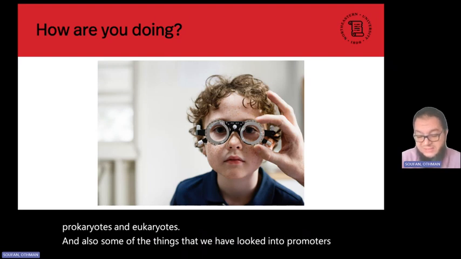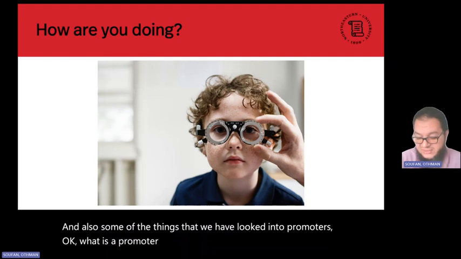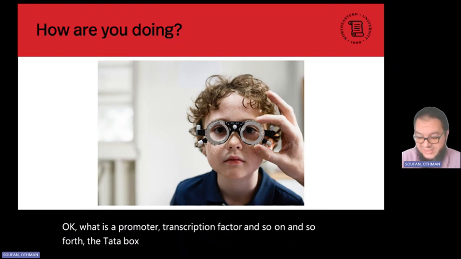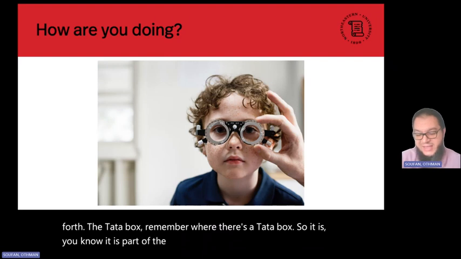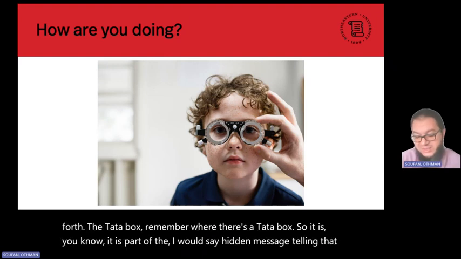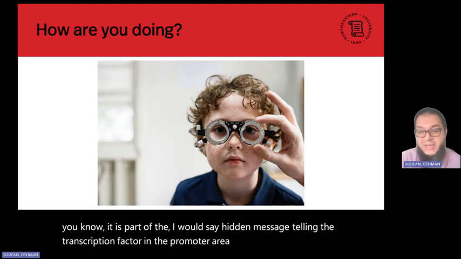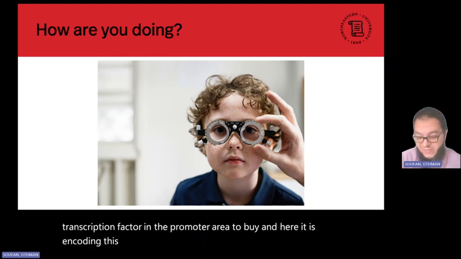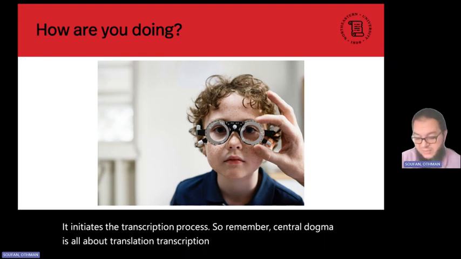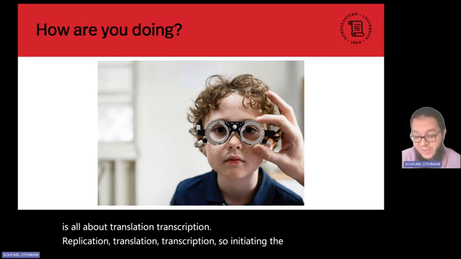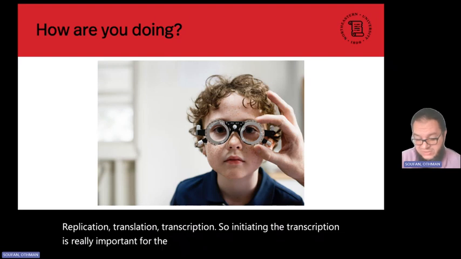Promoters, okay, what is a promoter? Transcription factor, and so on and so forth. The TATA box, remember what is a TATA box? It is part of the, I would say, hidden message telling the transcription factor in the promoter area to bind here. It is encoding this message. So once it binds there, it initiates the transcription process. So remember, central dogma is all about replication, transcription, translation. So initiating the transcription is very important for the production of proteins.